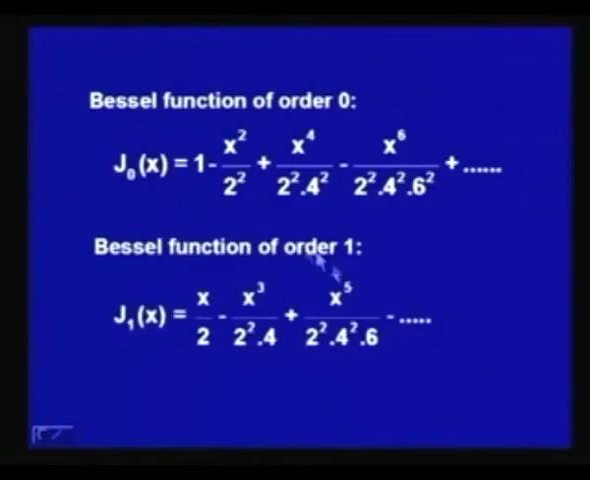Next, let us take nu equal to 1. We will have the expression for J1 x as x by 2 minus x cube over 2 square into 4, then x to the power 5 over 2 square 4 square into 6 and so on.